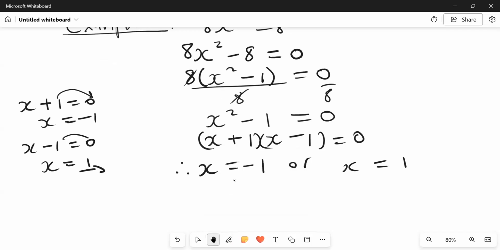You can never divide both sides by a variable because now you are dropping one of the solutions. Now you're losing the solutions. I hope it makes sense, right?